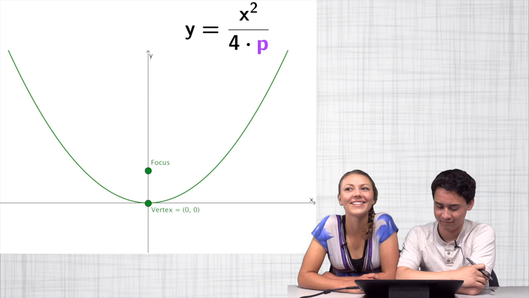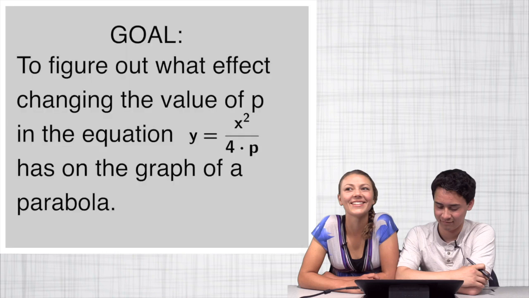In Lesson 5, Sasha and Keoni developed the equation y equals x squared divided by 4 times p. This equation represents any parabola with its vertex at the origin. The p in the denominator of the equation represents the distance between the focus and the vertex. In this lesson, the goal is to figure out what effect changing the value of p in this equation has on the graph of a parabola.